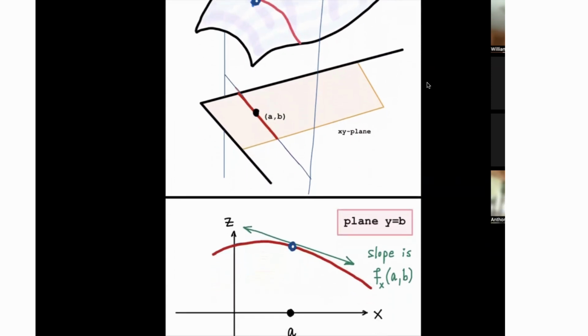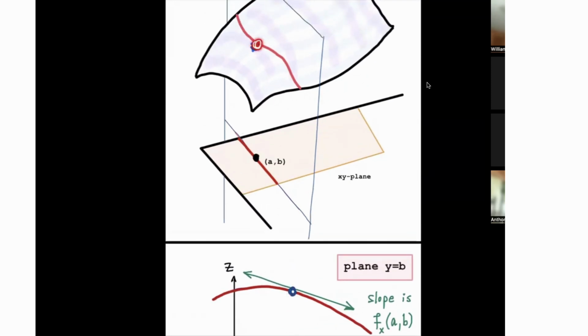Here we also have the cross section of the plane with the XY plane. Well, that cross section is this line, so anything's possible for X. Y is fixed at B, and then here we're also plotting Z vertically this way. This point here is the point that we're interested in, A comma B. And this point here represents the corresponding point up on the surface. And you see this curve going through this point.